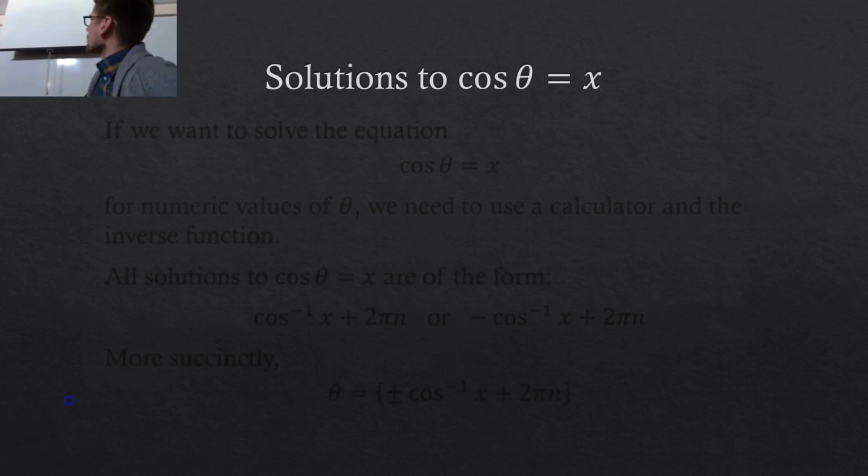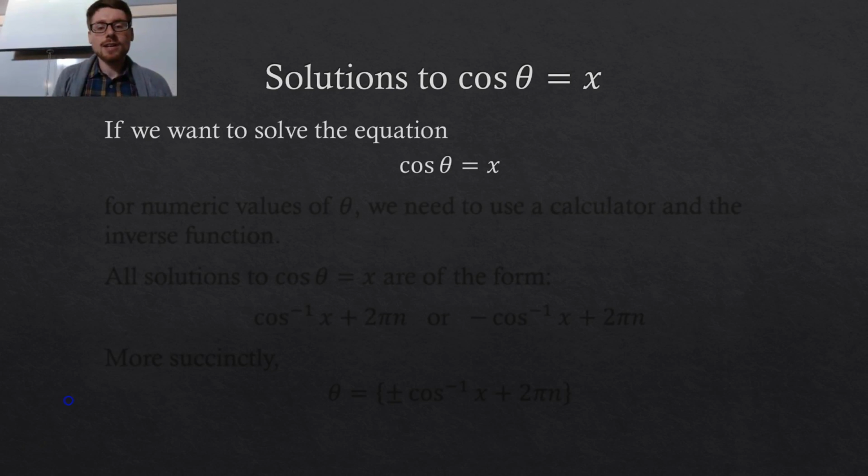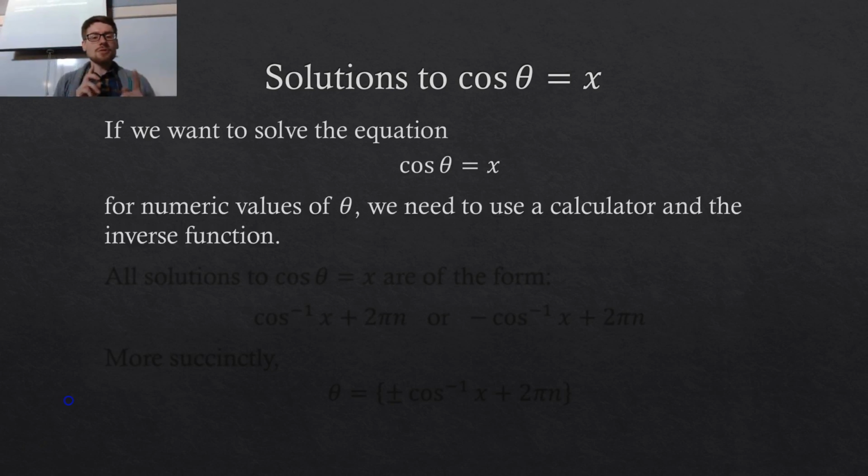Okay, so we're looking at what are all the angles that would satisfy that equation, cosine theta equals x, where x is any number. We're trying to solve this equation, and we want to get numeric values for theta. So what I'm saying is like decimal approximations with a calculator. We're going to use a calculator in the inverse function to do this. And I'm going to give you what the answers look like, and then I'll try to motivate why these answers look that way by looking at the unit circle. Okay? So here are the ways that these solutions appear based off the unit circle.